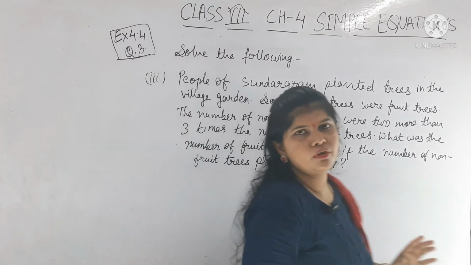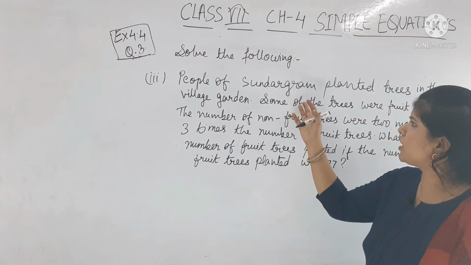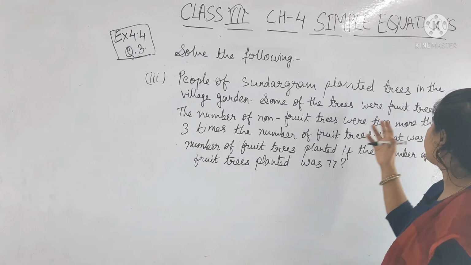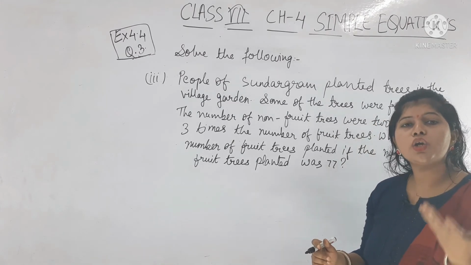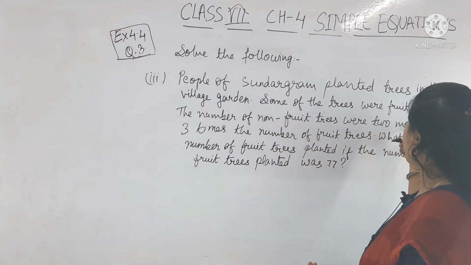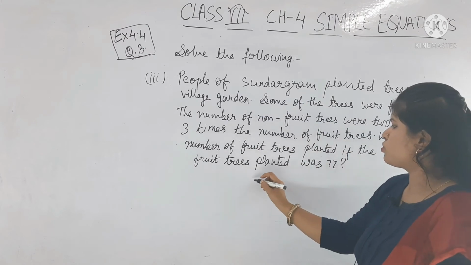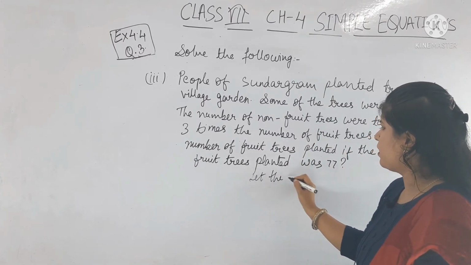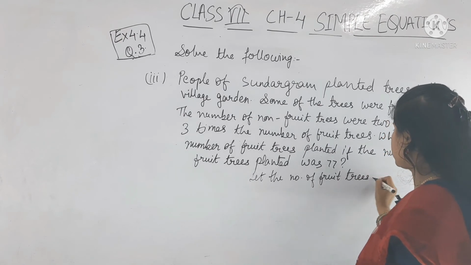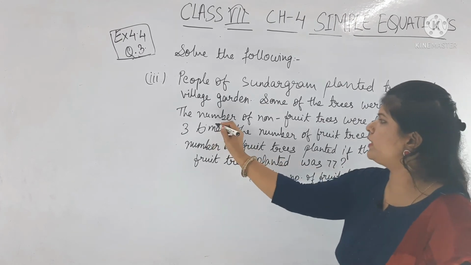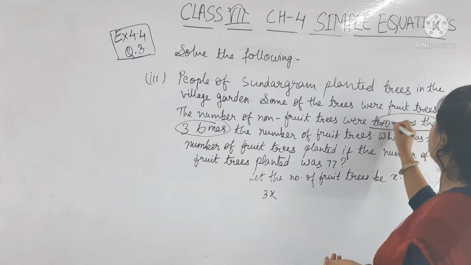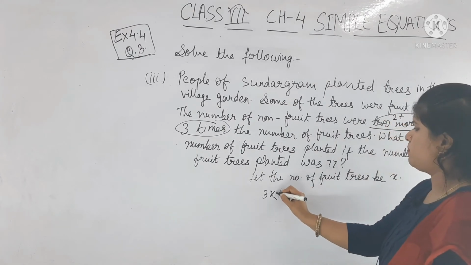Here it is some story. In Sundargam, some people had planted trees in the village garden. Some of the trees were fruit trees and some are non-fruit trees. What is given? The number of non-fruit trees were 2 more than 3 times the number of fruit trees. So let the number of fruit trees be x. Here 3 times means 3x, and 2 more than means plus 2.